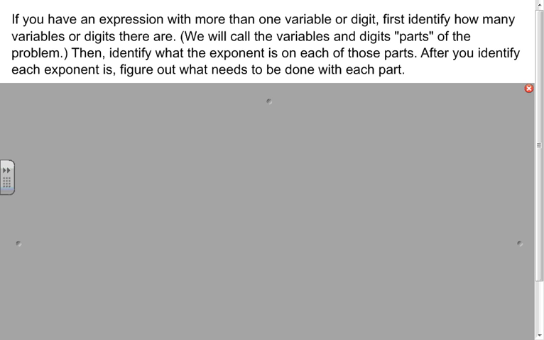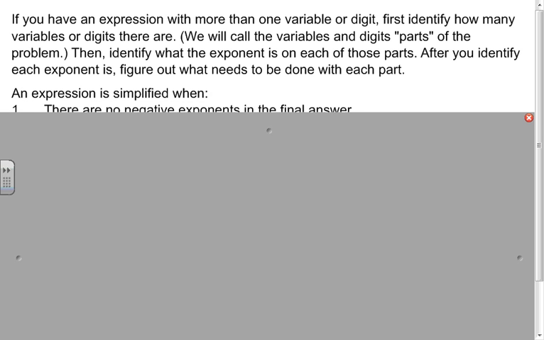Next idea. Everything that we looked at so far either had one number or one letter in it. Right? If you have an expression with more than one variable or digit, first identify how many variables or digits there are. I'll explain that in a second. We're going to call each variable and digit a part of the problem. Then identify what the exponent is on each one of those parts. After you identify what each exponent is, figure out what needs to be done with each part.